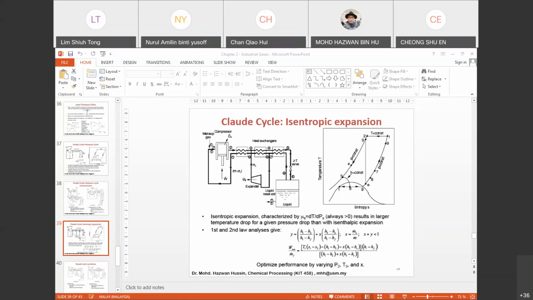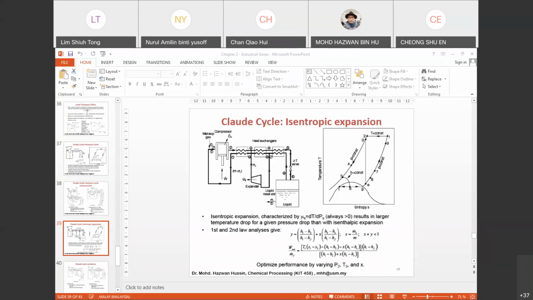Okay. I believe you've learned about gas in KFT, right? So not sure whether you guys still remember what it means by isentropic. Isentropic is basically defined as an idealized thermodynamic process, and it is actually adiabatic and reversible. So when I said adiabatic, what does it mean by adiabatic?